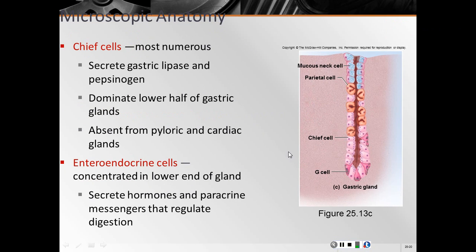And then our last cell, called the enteroendocrine cells, they secrete hormones and paracrine messengers and are found mostly in the gastric and pyloric glands. There are at least 8 kinds of enteroendocrine cells, each of which produces a different messenger.